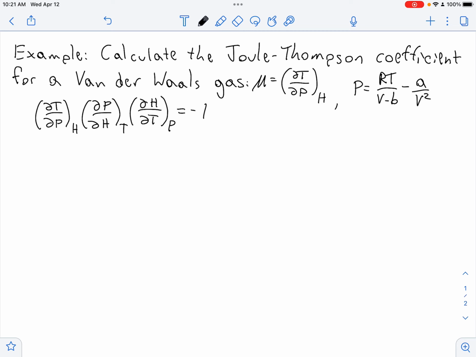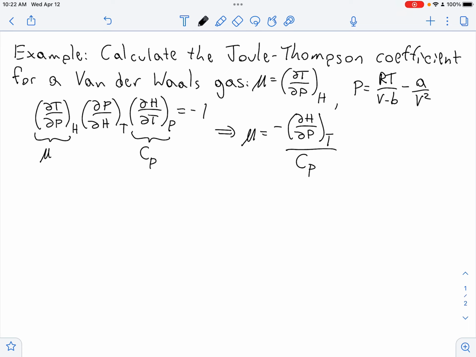And notice that this is mu. This is what we're trying to find. This is the definition of heat capacity. So if we can find this quantity, then we will be home free. Let me rearrange a little bit. This means mu is equal to minus dH/dP at constant T divided by Cp.